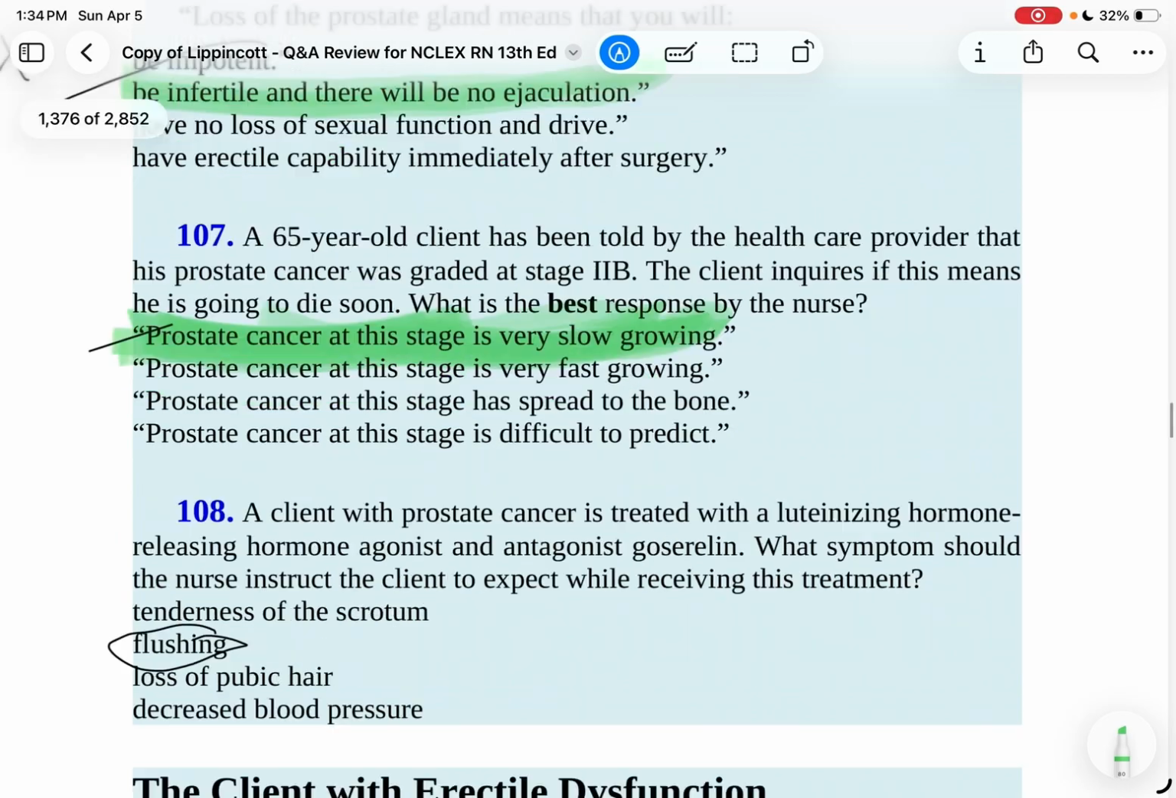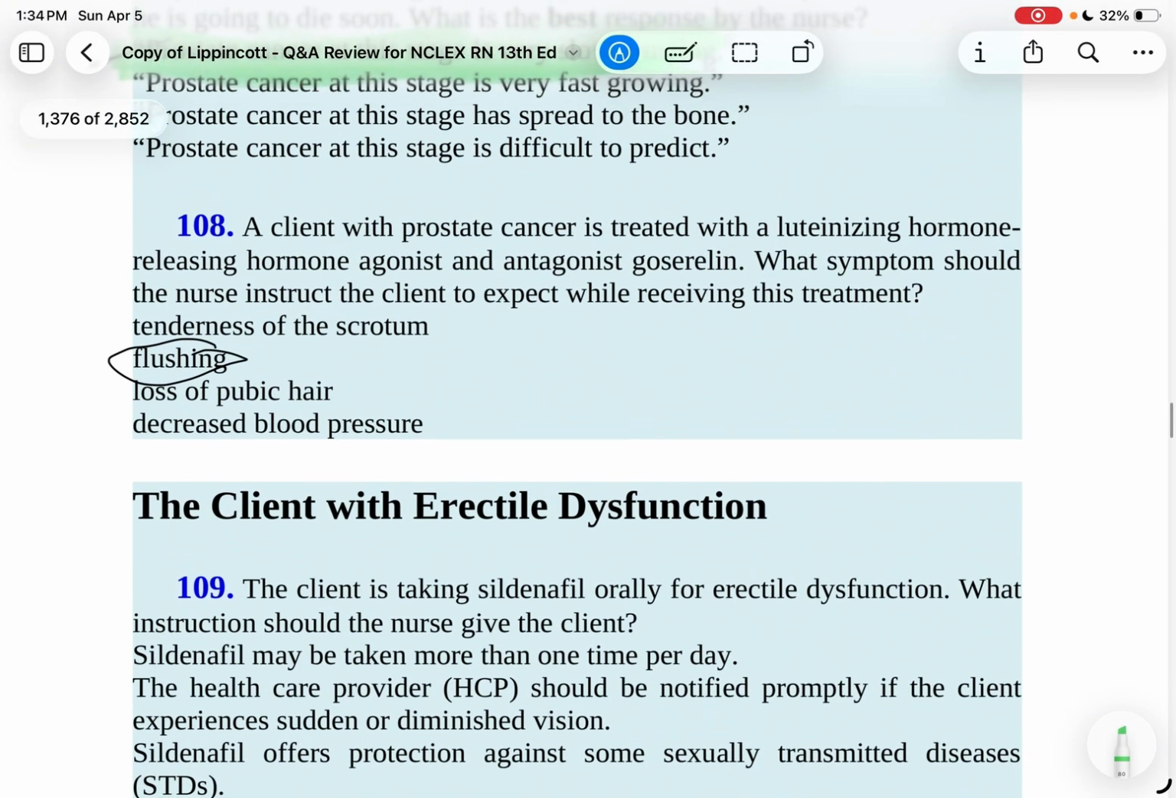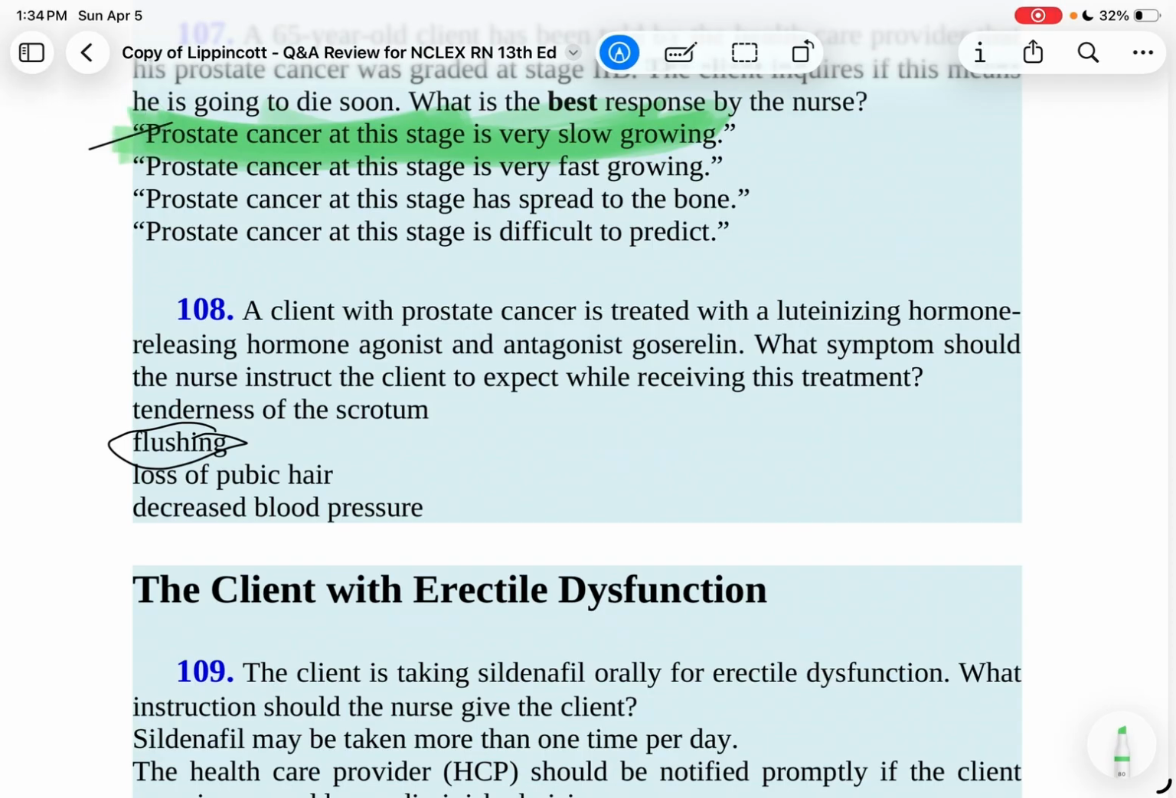A client with prostate cancer is treated with luteinizing hormone-releasing hormone agonist and antagonist. Which symptoms should the nurse instruct the client to expect while receiving this treatment? Flushing. Guys, ang flushing ani kay lahi, dili siya katong radiation. Flushing is like hot flashes.